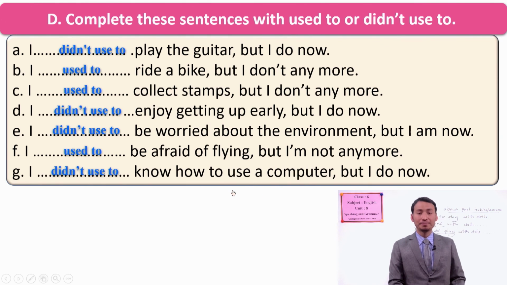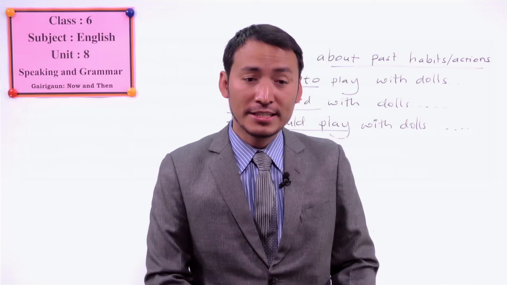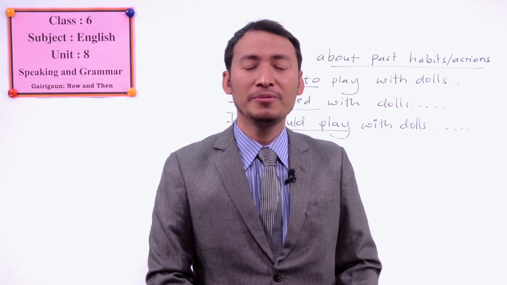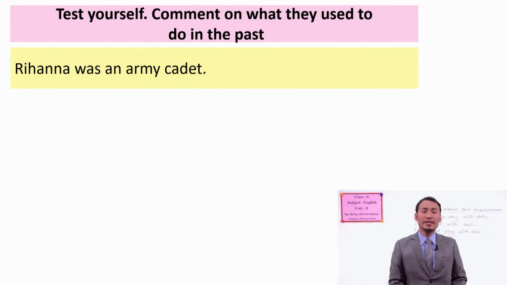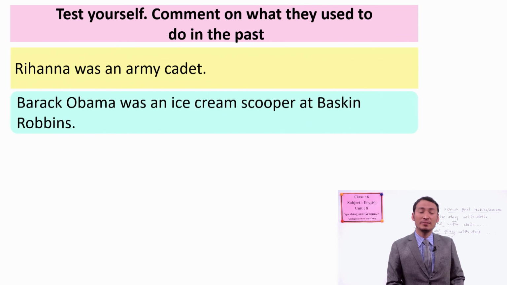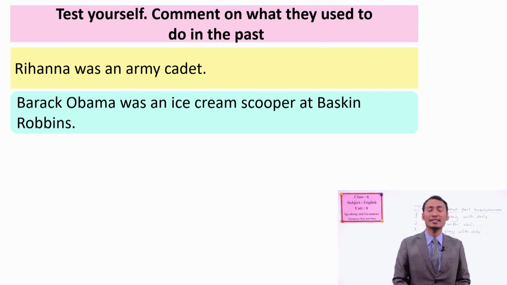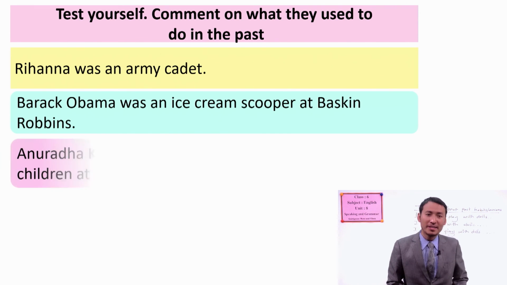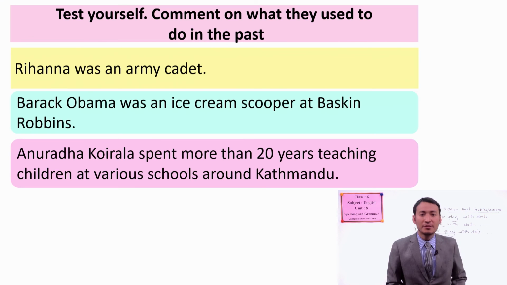Okay, students, now we have come to the ending of today's lesson. So I would like to test you with some sentences. Rihanna is a singer, you know that, right? She was an army cadet before her career. So what can you say? You can guess, okay? Barack Obama was an ice cream scooper at Baskin Robbins. Do you know Barack Obama? Okay, yes. And Anuradha Koirala spent more than 20 years teaching children at various schools around Kathmandu. So can you talk about her past experience?